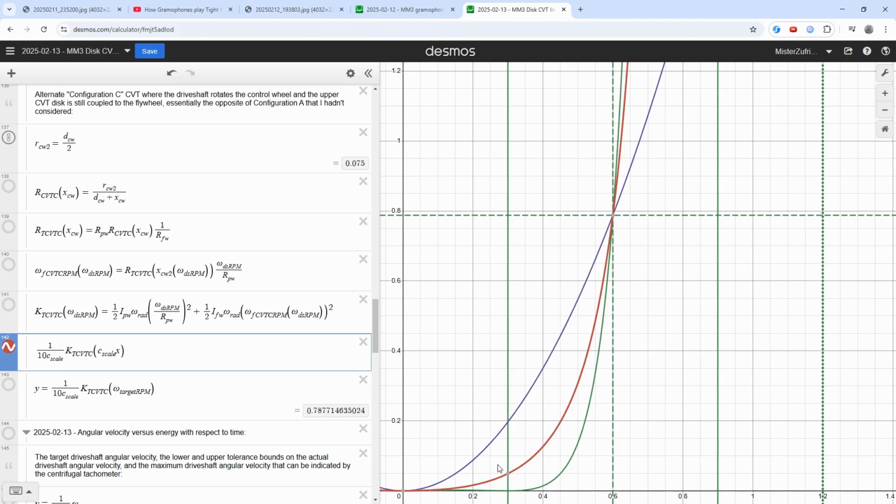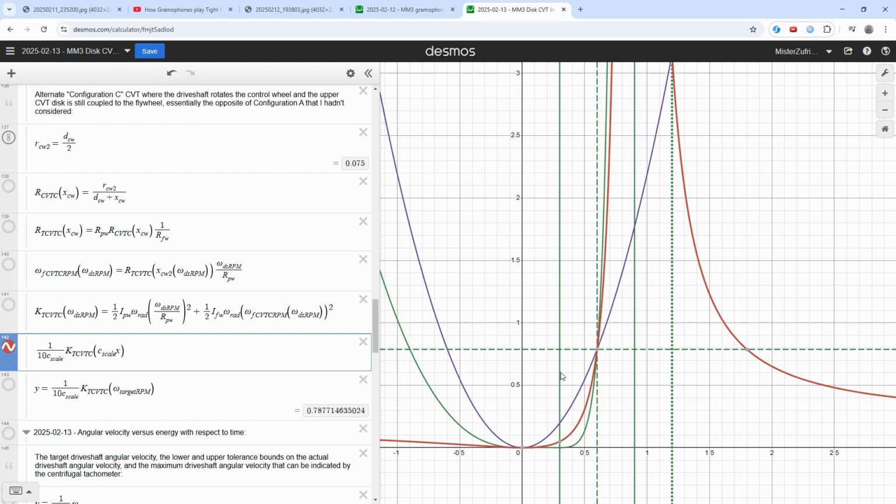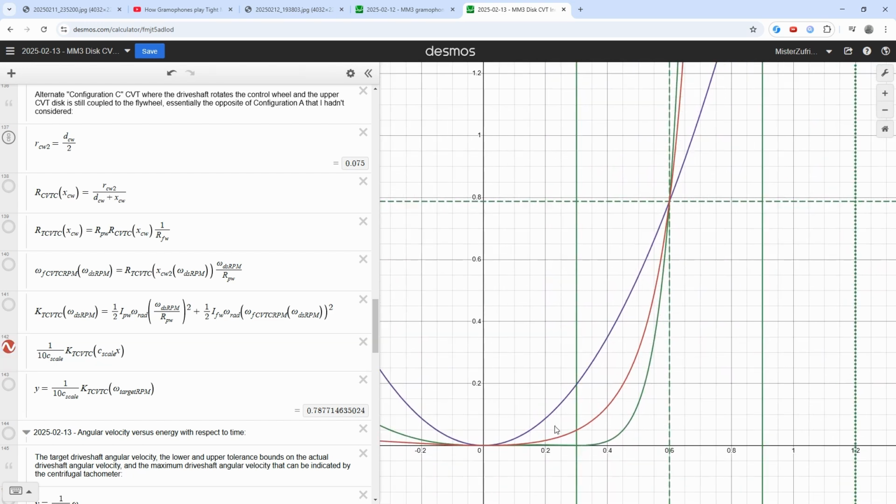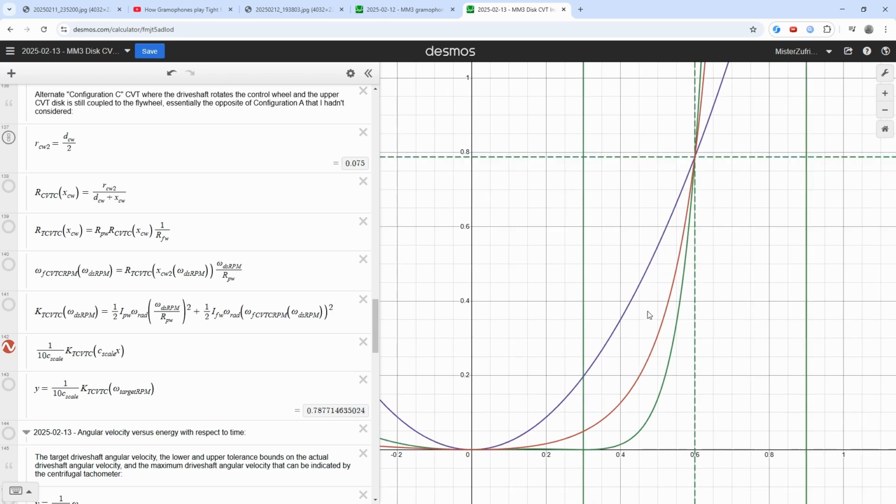The latter I have represented with this red graph, where it, like the green graph, prevents surpassing of the upper bound, but on the other hand, allows the drive shaft to slow down below the lower bound while the flywheel is still in motion. As you can see, it still performs a lot better than keeping the same flywheel's gear ratio fixed, but does not perform as well as using two CVT discs to control both the upper and lower bounds.